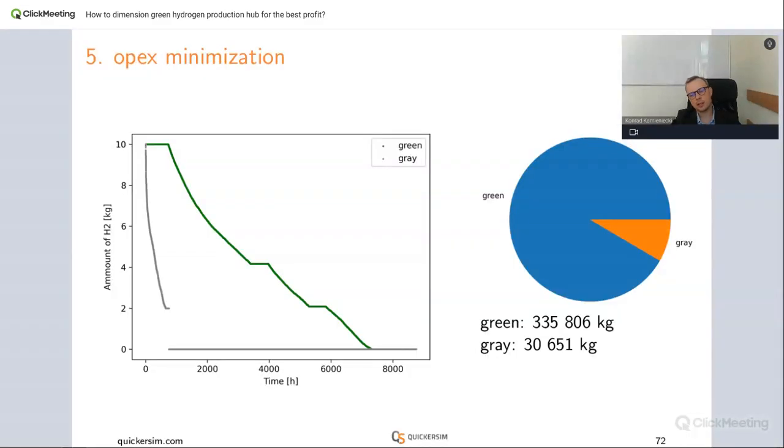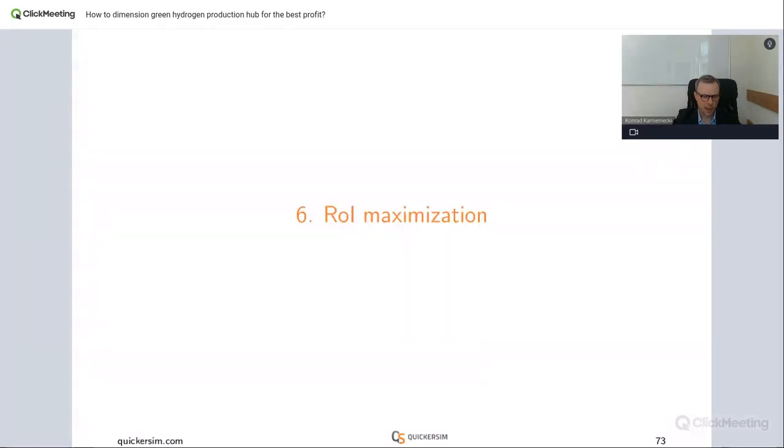And here, the amount of the gray hydrogen is the lowest, as I almost do not buy the power from grid, so all hydrogen is almost produced from green energy. So this is another objective we can do. And another objective is return on investment maximization.